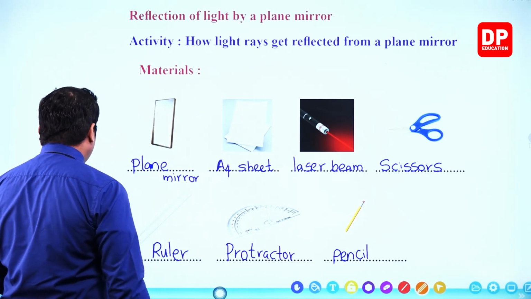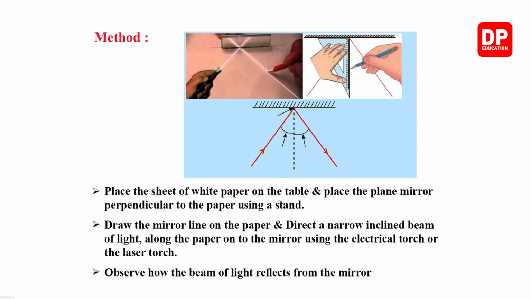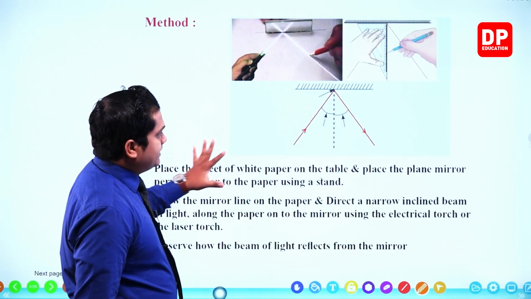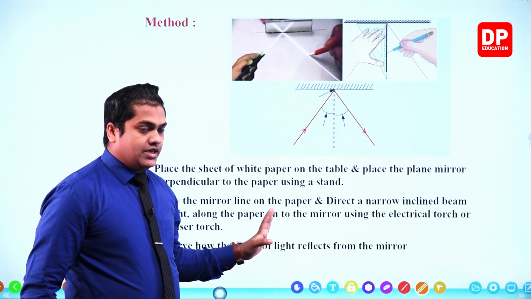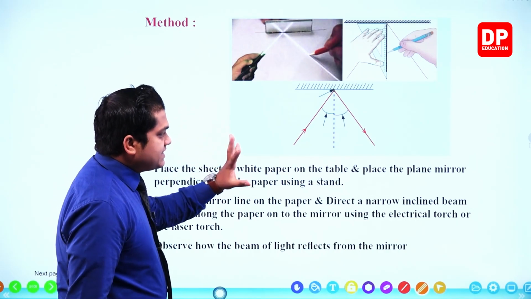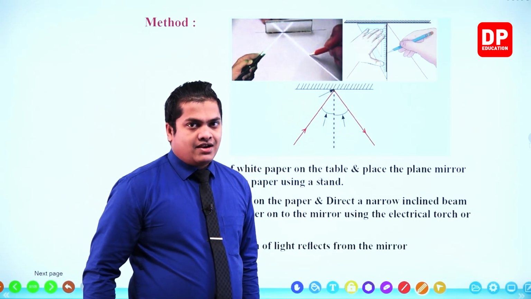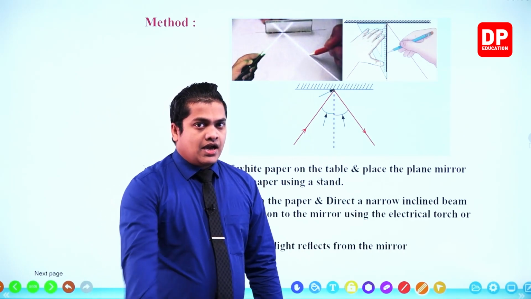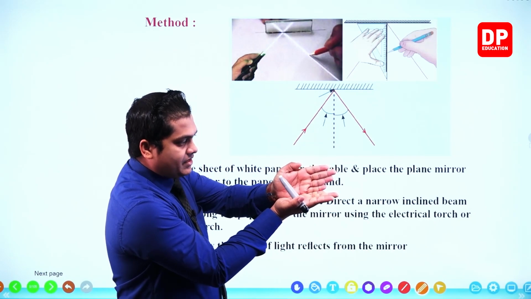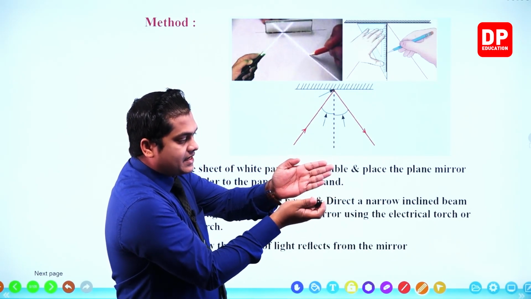Now let's see how to do the experiment. You are given a figure here, and within this figure you can see how to carry out the experiment. It is given: place the sheet of white paper on the table and place the plane mirror perpendicular to the paper using a stand. So if this is the surface, then this should be the plane mirror, and the angle there should be 90 degrees.